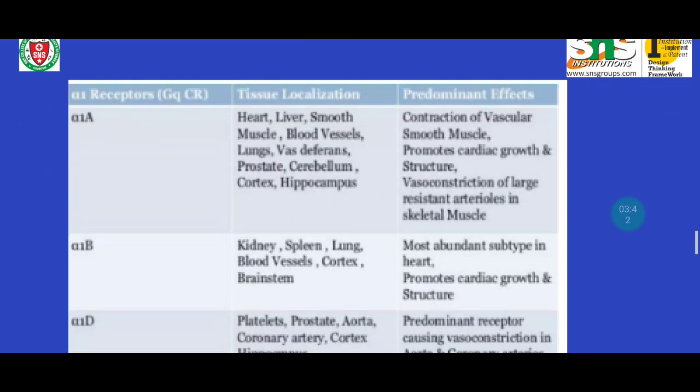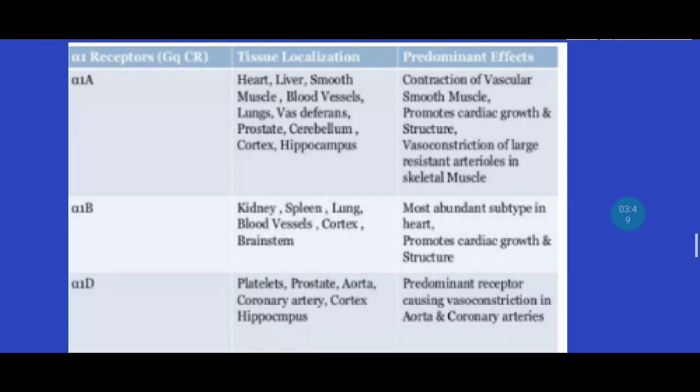Next, moving to the localization and effects of the receptors. First we are going to see alpha 1A. They are located in the heart, liver, smooth muscle, blood vessels, lungs, vas deferens, prostate, cerebrum, cortex and hippocampus. Their effects are contraction of vascular smooth muscle, promotes cardiac growth and structure, vasoconstriction of large resistance arterioles and in the skeletal muscle.